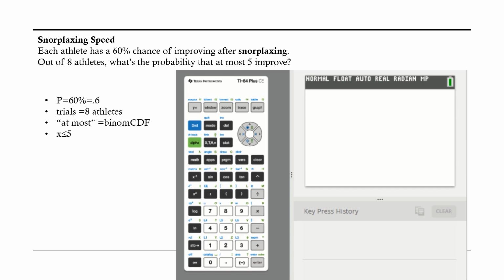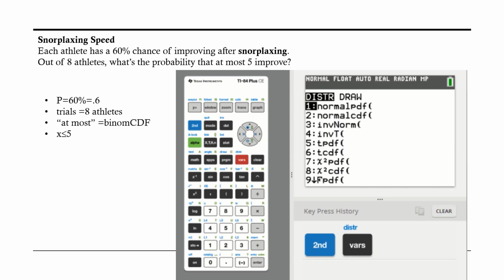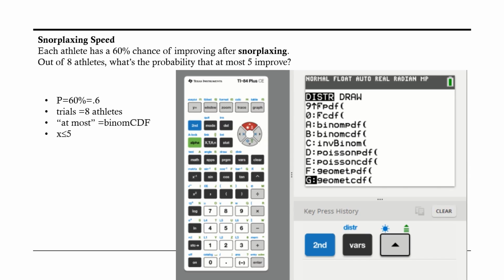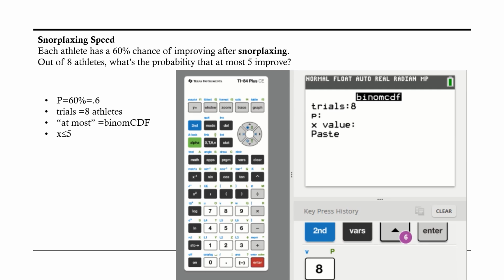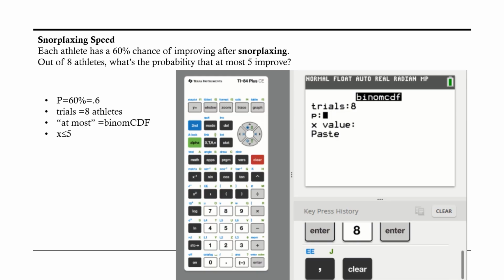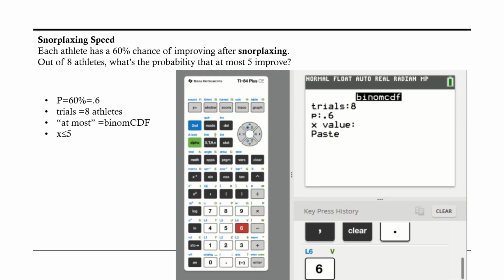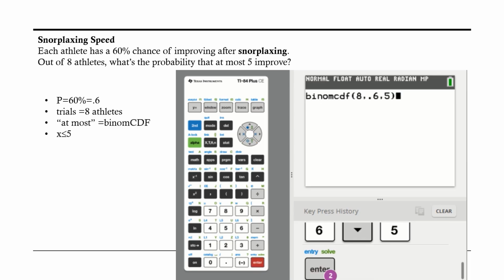And at most is going to be very relevant to us because that's an inequality kind of word, which tells us we're going to be using a binomCDF this time. So second vars, and then I go up here, and I'm going to go all the way up to binomCDF. And then the number of trials is 8. P is 0.6. And what I'm trying to test out is up through 5. Ta-da!